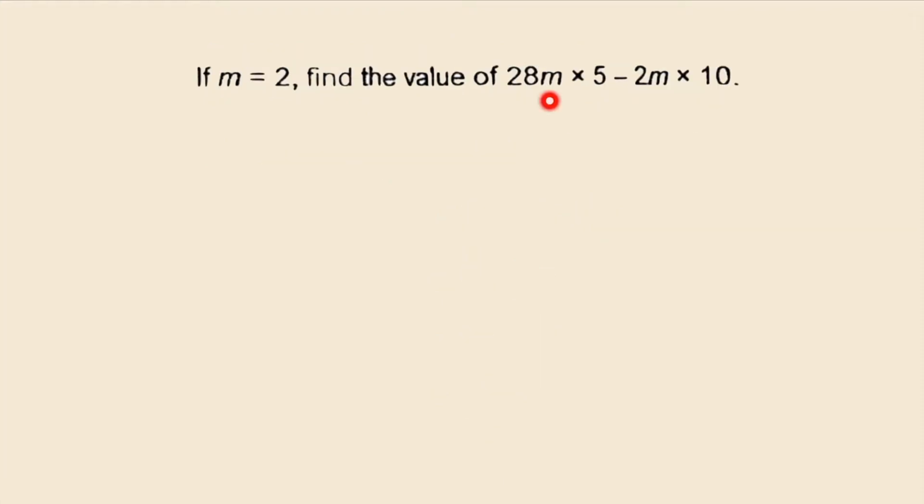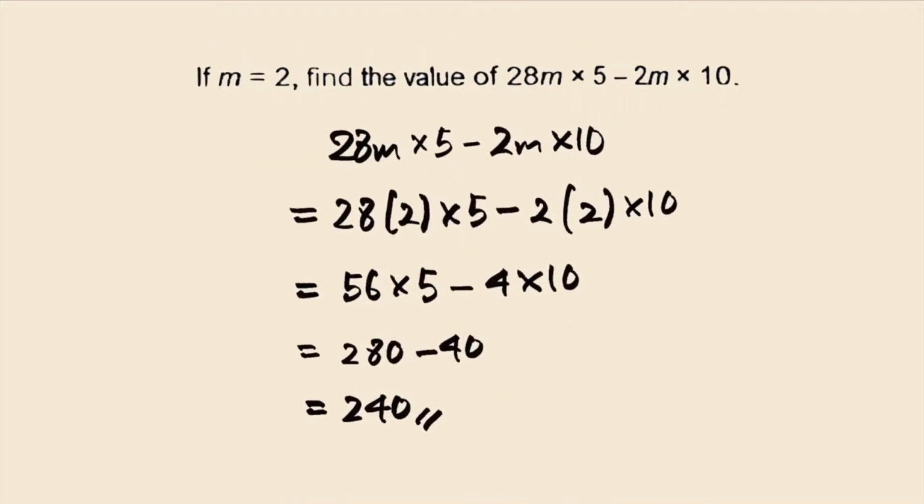So substitute 2 into this expression. So we'll get 28m times 2, 28 times 2 times 5 minus 2 times 2 and then times 10. So from here, order of operations will apply, and then we'll get this situation here, 240.